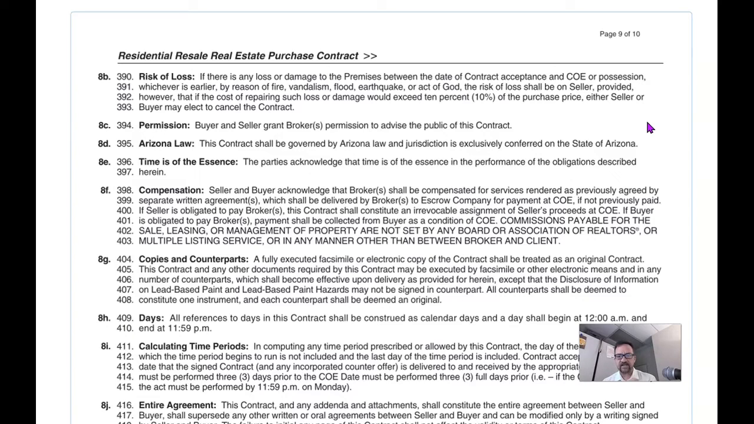And there's one other thing in here, and this is where it's not in bold, but it is capitalized. So think of this as not yelling, but strongly stated. Commissions payable for the sale, leasing, or management of property are not set by any board or association of realtors or multiple listing service or in any manner other than between the broker and the client. That is the first negotiation.